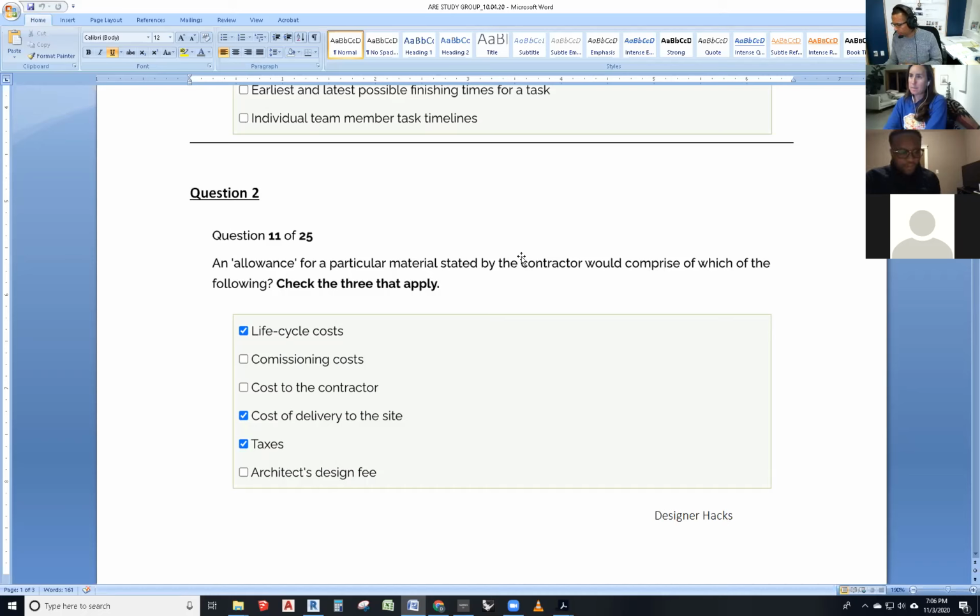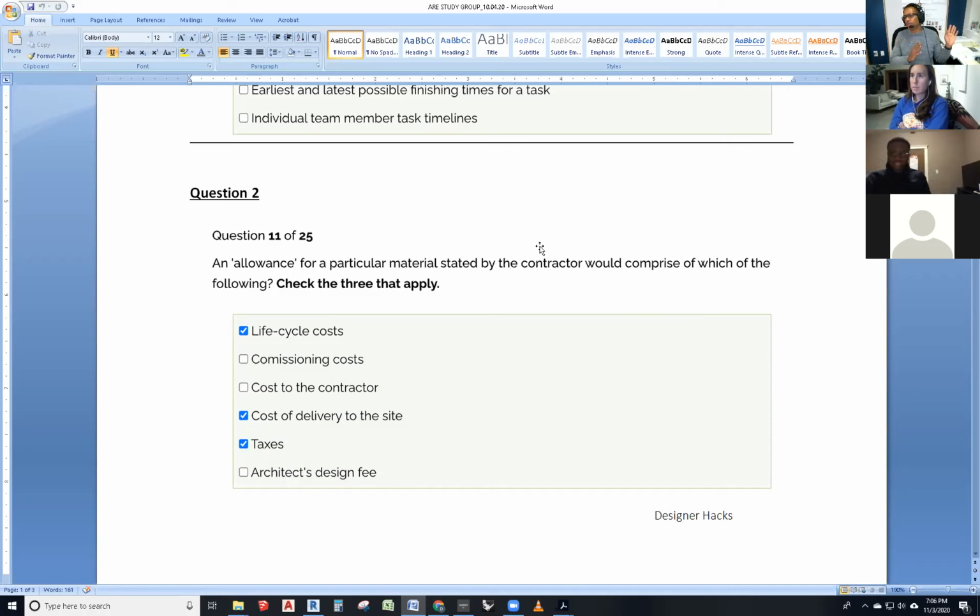Yeah, for example, if they're doing a bid, like unforeseen expenses, I guess, like an incomplete package is sent out for bid. Is that contingencies or is that allowance? Is that contingencies? This is an allowance for particular material. So an allowance is set aside funds.